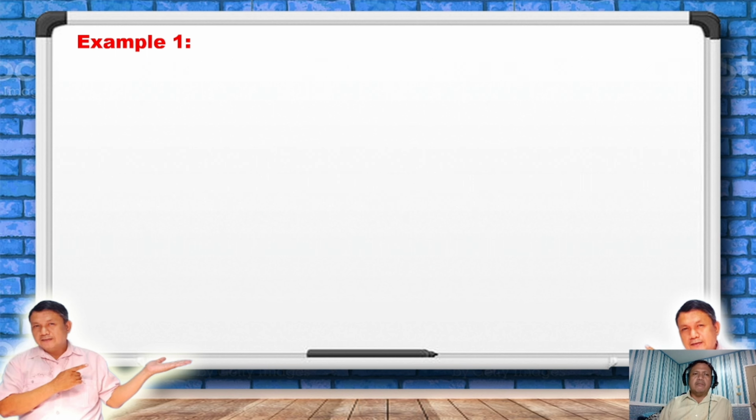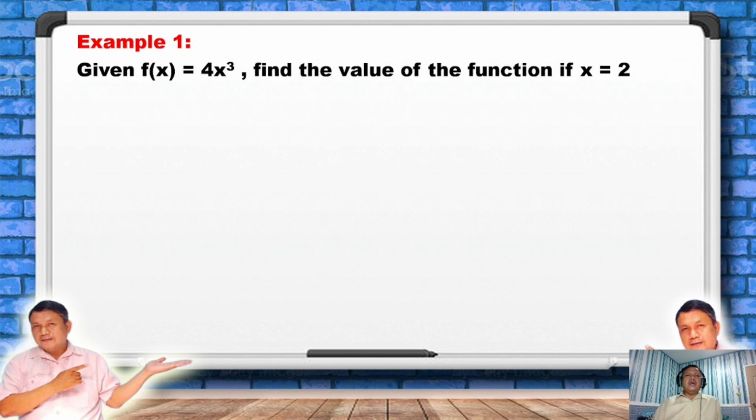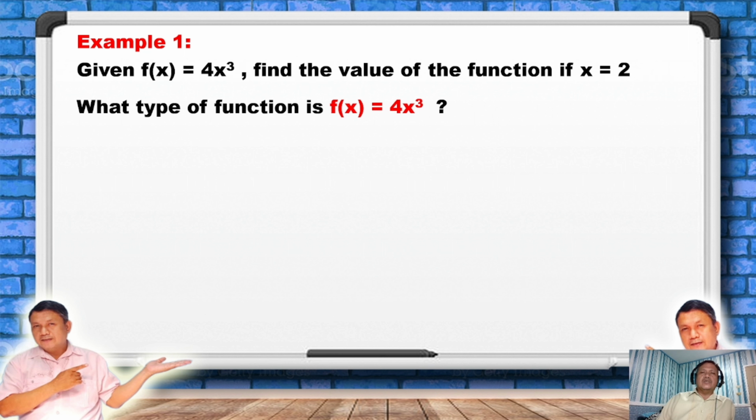Okay, example number 1. Given f of x is equal to 4x cubed, find the value of the function if x is equal to 2. Okay, ngayon, my first question is, what type of function is f of x is equal to 4x cubed? Exactly. So this is an example of a power function. So based on our previous slides, if this is in the form of 4x cubed, so that is a power function. How are we going to solve this one?